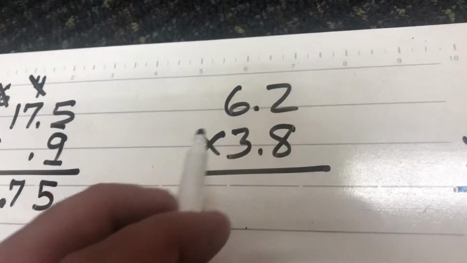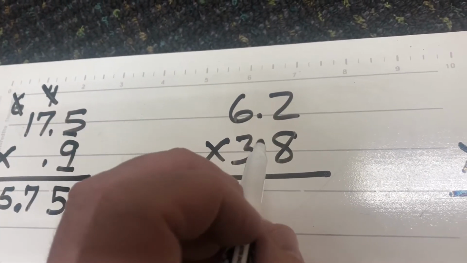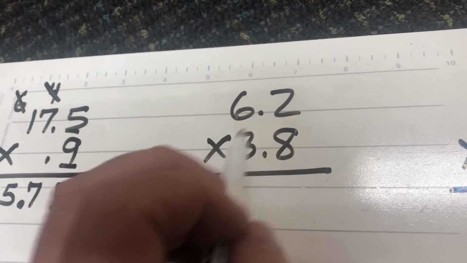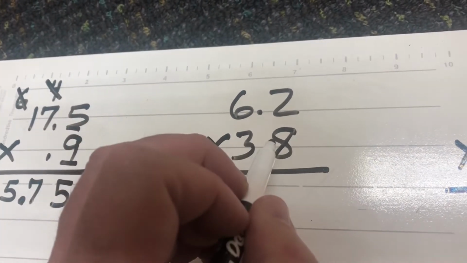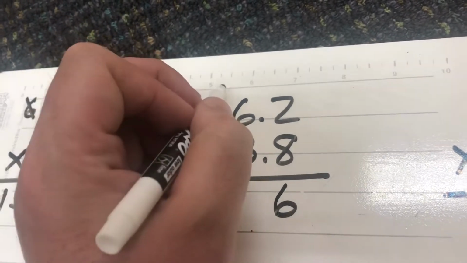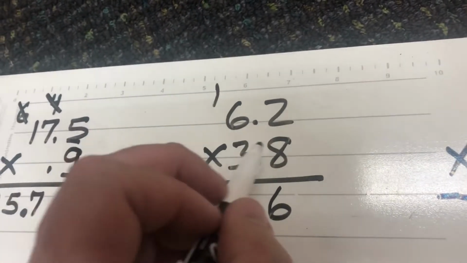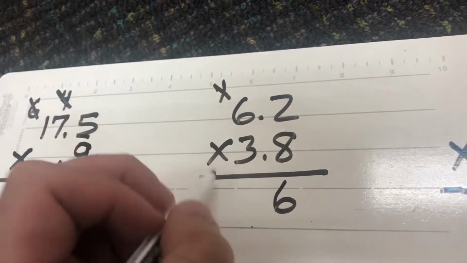When I go to this one, 6 and 2/10 times 3 and 8/10, I'm going to think, well, the same thing as 62 times 38. So I would start first by doing 8 times 2. Well, 8 times 2 is 16, so I put the 6 down, carry the 1. Then I do 8 times 6, which is 48. Add the 1, that's 49.